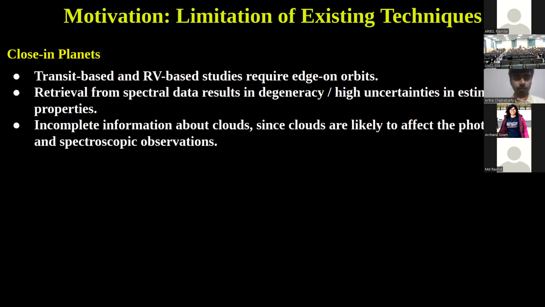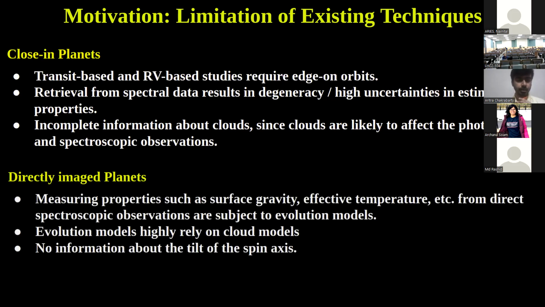And also we find incomplete information about clouds, because clouds are ubiquitous in the atmospheres of exoplanets. They affect almost every photometric and spectroscopic observation. But we cannot directly detect the nature of the clouds with spectroscopic and photometric techniques. And for the directly imaged planets, the problem is that we do not have any direct estimate of mass or size.